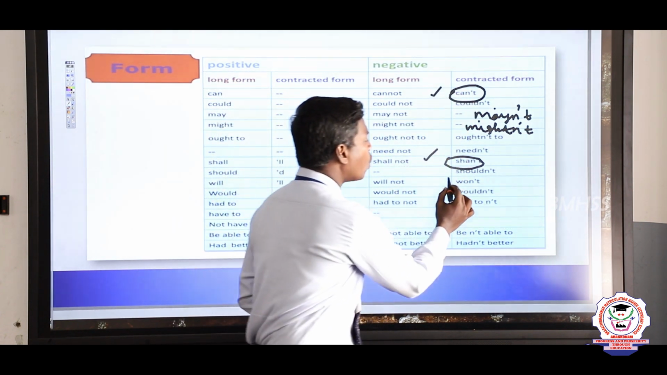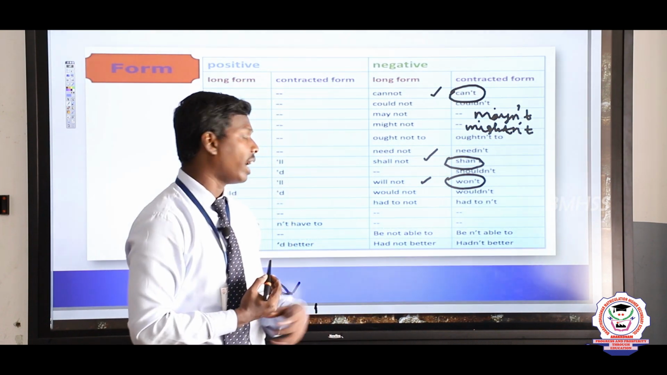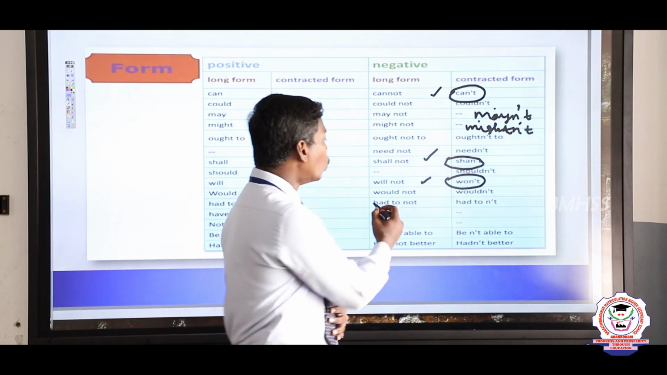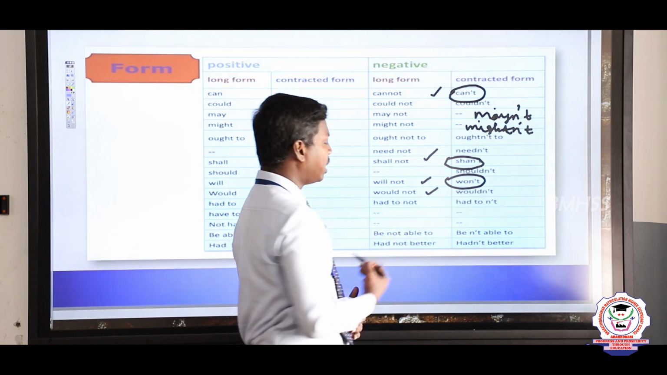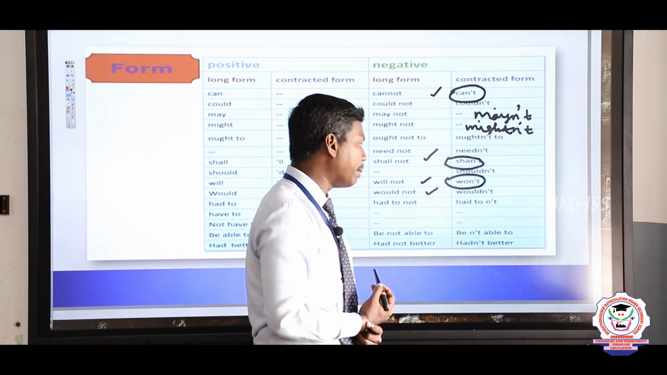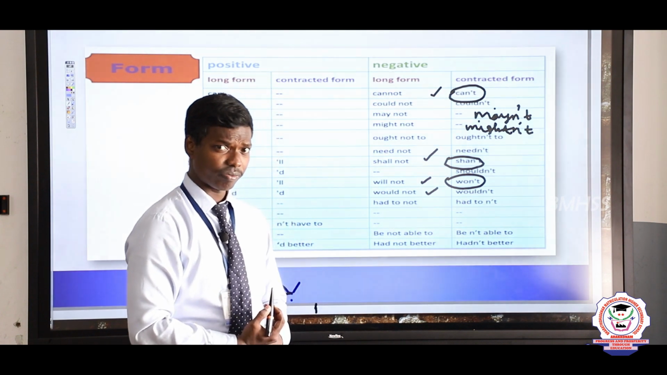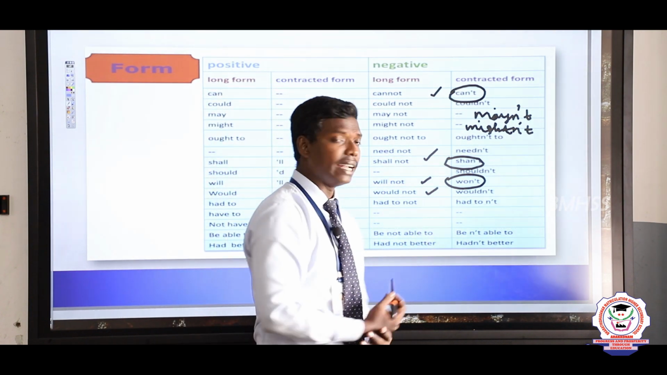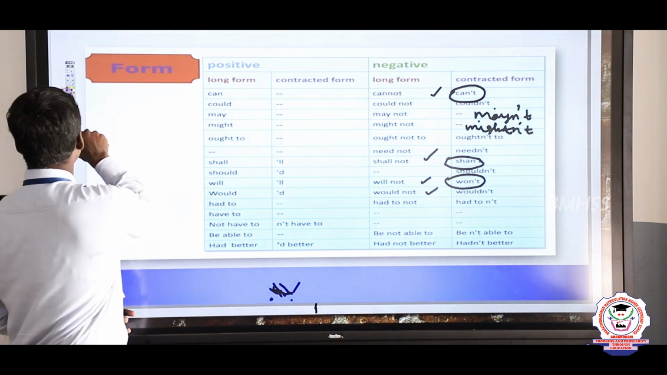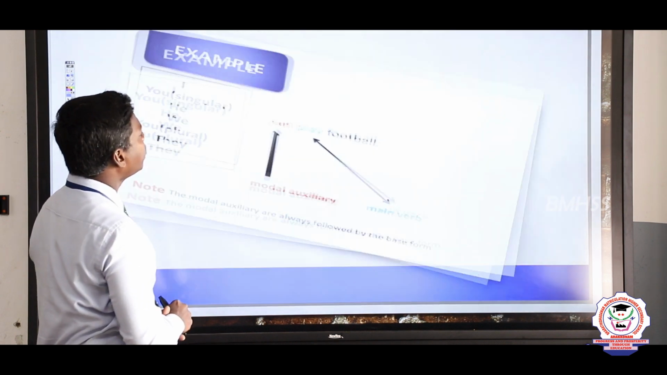Will not becomes won't. See, already we have also seen in the question tag where the contracted form is used in our day-to-day conversation. Would not becomes wouldn't. Had to not becomes hadn't to. Be not able to, not being able to. I am not, I wasn't. Had not better, hadn't better. So these are all the contracted forms we have seen so far, and let's move to the next part where we will come to understand.